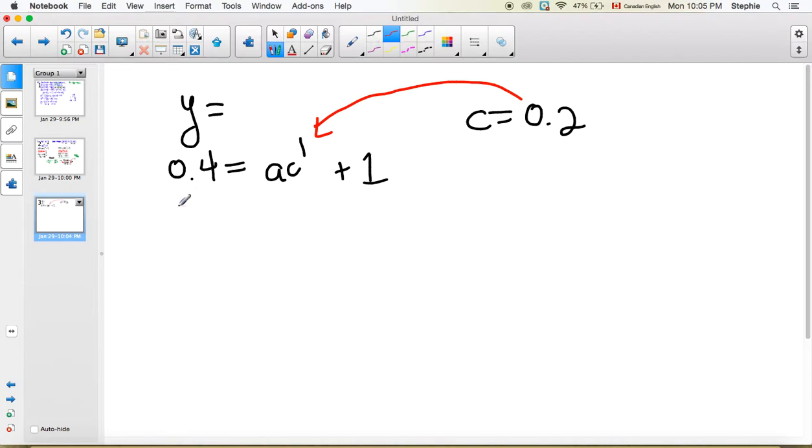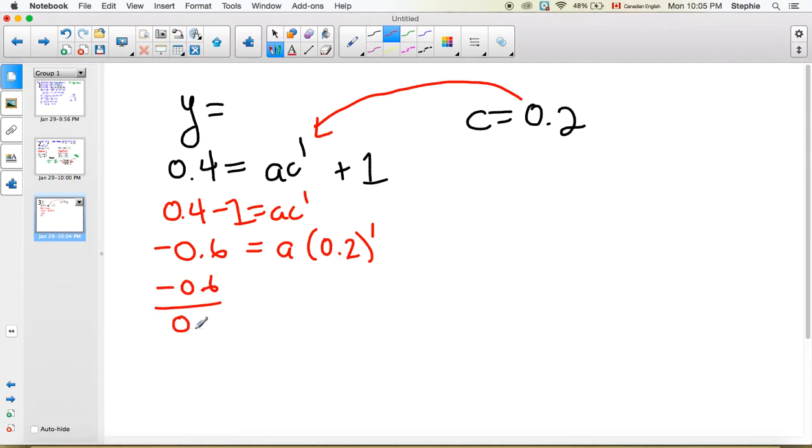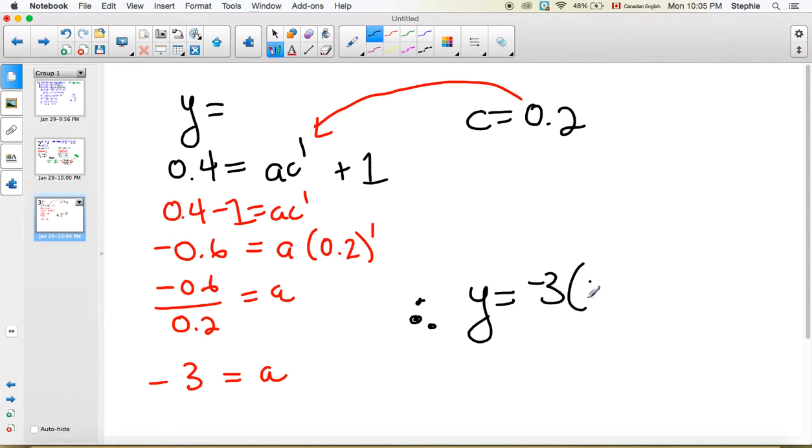So we actually had 0.4 minus 1. I could have just applied it before, but I didn't. So that's okay. A, and then it's 0.2 to the power of 1. And now 0.6 divided by 0.2 is equal to A, which makes negative 3. Therefore, your final equation is going to look like this. Y is equal to negative 3, 0.2^(x plus 1). Okay, that's the end of that question. Moving on to number 7.